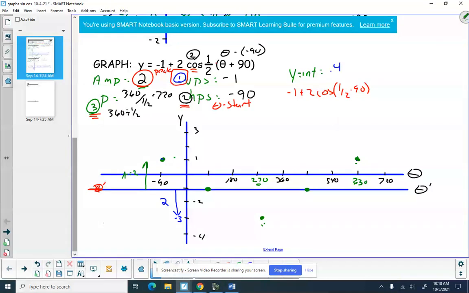My last thing is the y-intercept. My y-intercept is at 0.4. If I look at 0.4, here's my point of 0.4. So if I look at my graph, it would be my cosine curve.